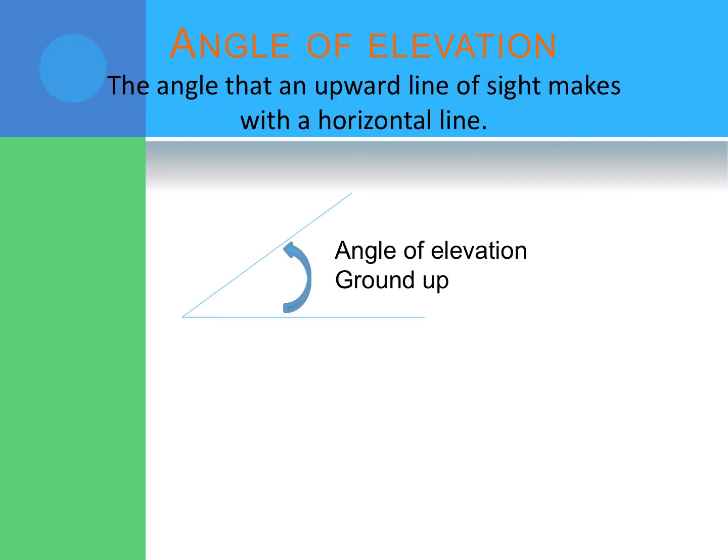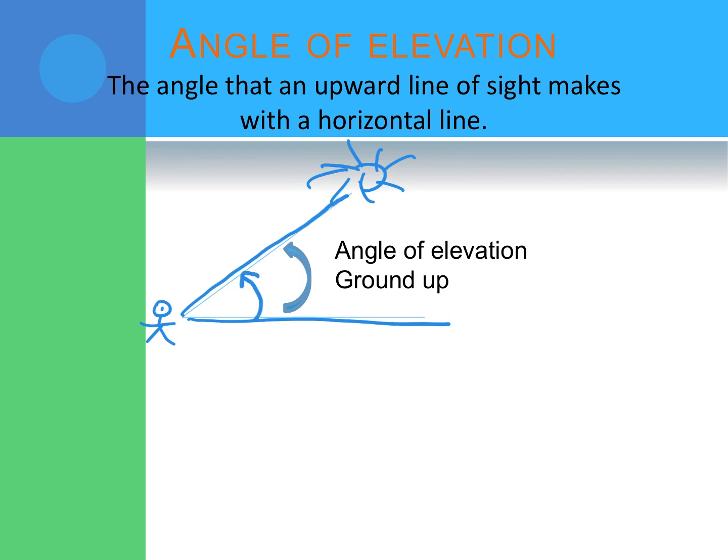Okay, the last one is the definition of angle of elevation. The angle of elevation is the angle that the upward line of sight makes with a horizontal line. So for example, if you are standing right here and you look straight ahead, this is the horizontal line. And then if you were to look up at the sun, your other line of sight creates an angle of elevation. So a lot of times they're going to say from the ground up to what you're looking at, or sometimes it'll be from when you're standing.